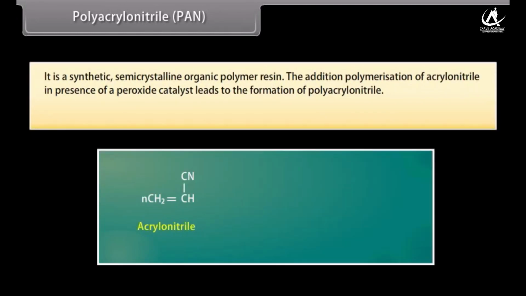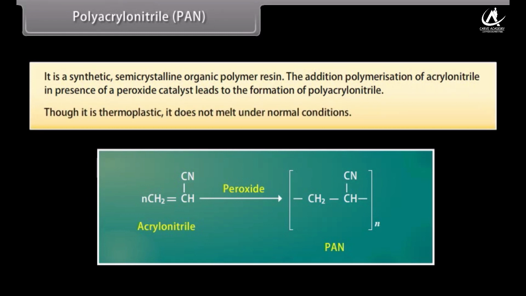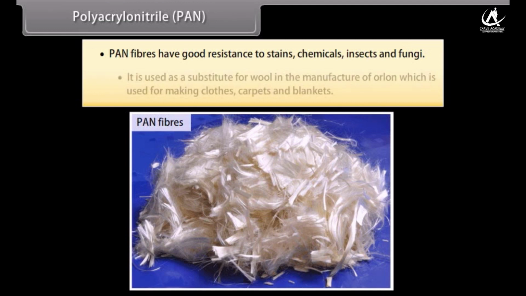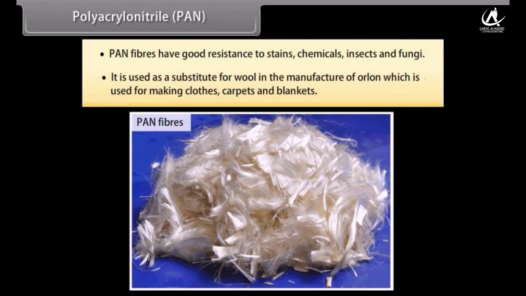Polyacrylonitrile, PAN. It is a synthetic, semi-crystalline organic polymer resin. The addition polymerization of acrylonitrile in presence of a peroxide catalyst leads to the formation of polyacrylonitrile. Though it is a thermoplastic, it does not melt under normal conditions. PAN fibers have good resistance to stains, chemicals, insects, and fungi. It is used as a substitute for wool in the manufacture of orlon, which is used for making clothes, carpets, and blankets.